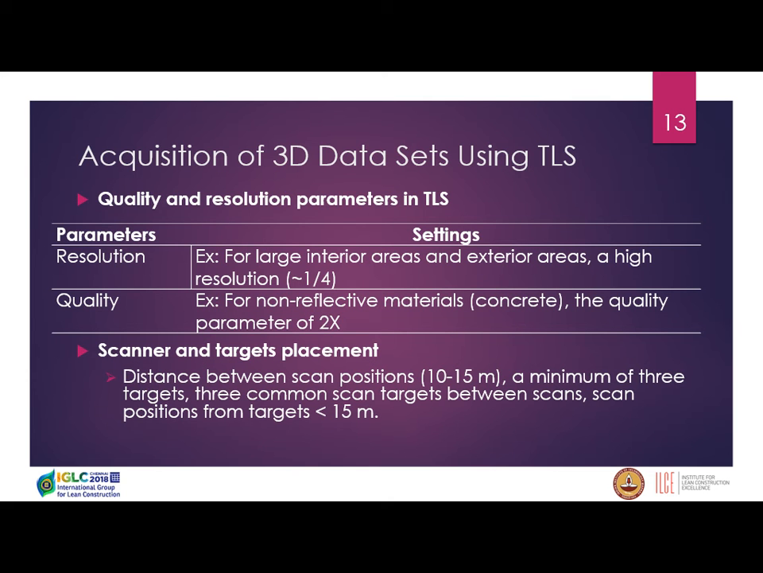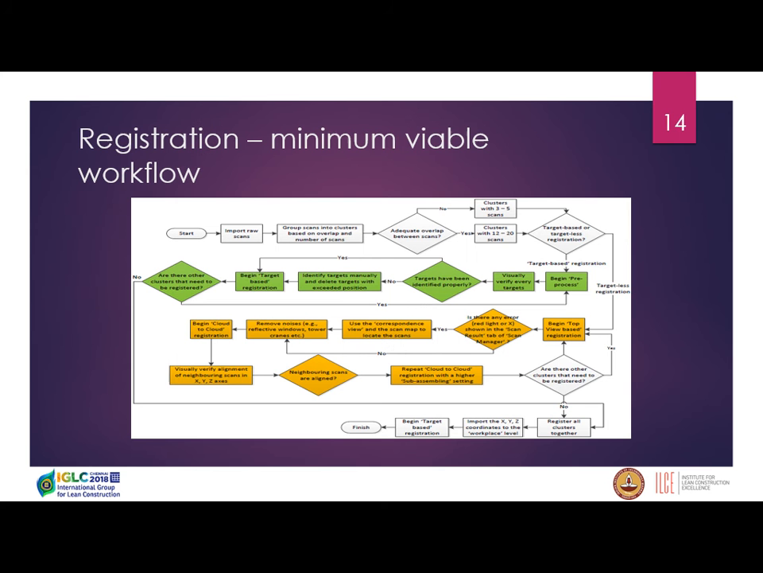So we have proposed some settings that can be used, and then scanner and target placement, how they should be put on the site. So we think that distance should be around 10 to 15 meters. At least we need to have a minimum of three targets in each scan.